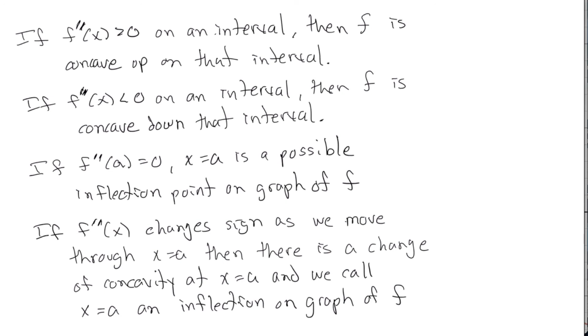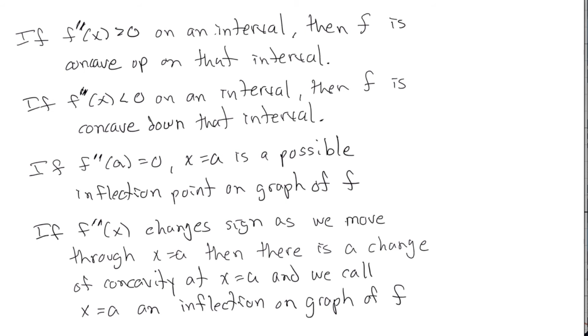But in summary, about what we just discovered on our Desmos graph, if the second derivative is positive on an interval, then the function is concave up on that interval. If the second derivative is negative on some interval, then the function f is concave down on that interval. If f double prime at a is 0, then x equals a is a possible inflection point. And if f double prime changes sign as we move through x equals a, then there's a change in concavity, and we call x equals a an inflection point.